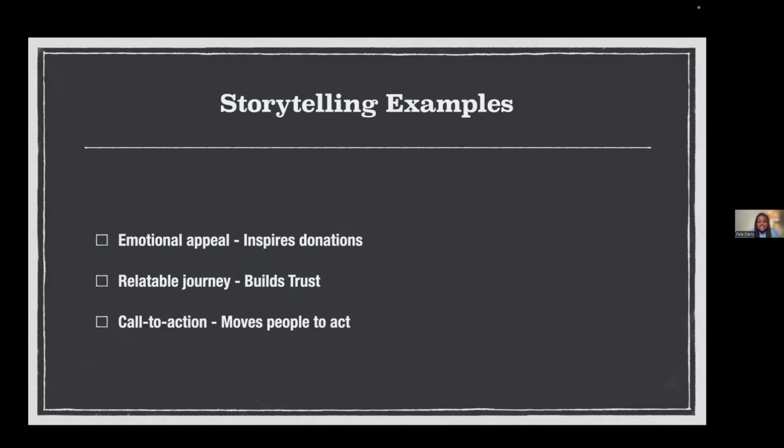Storytelling examples. We all know of storytelling with emotional appeal. Those especially inspire donations. The relatable journey builds trust, which makes people come back and want to donate their time or sweat equity on something. And then always have a call to action in your videos, a way to solve the problem that you're presenting in your video.